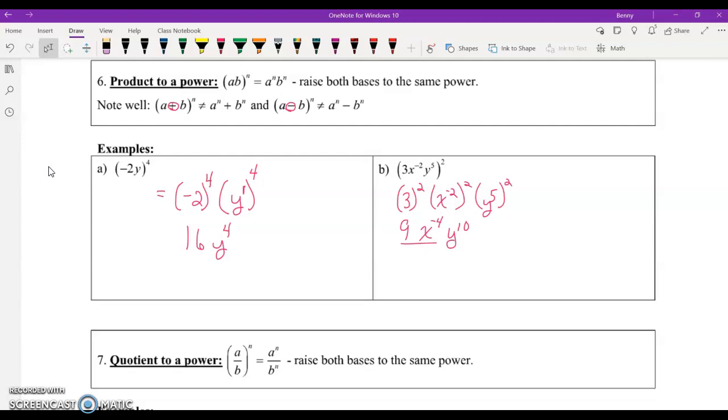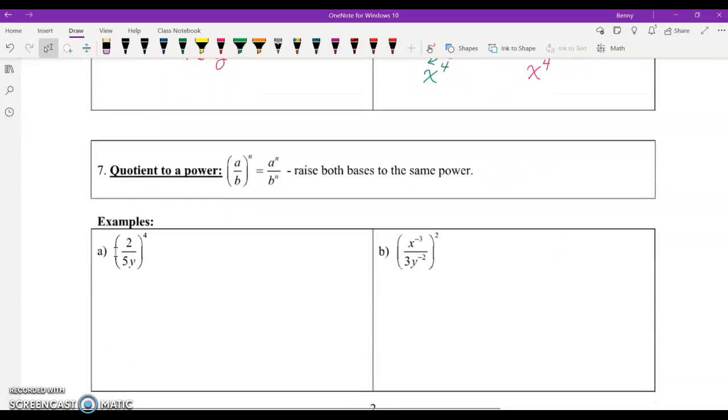And then here I see that this x has a negative exponent. Now that means that only the x is moving to the denominator. The others are going to stay because they're a positive exponent. Therefore, my final answer would be 9y to the 10th power over x to the 4th power. Notice that the only one that moves is the one with the negative exponent.